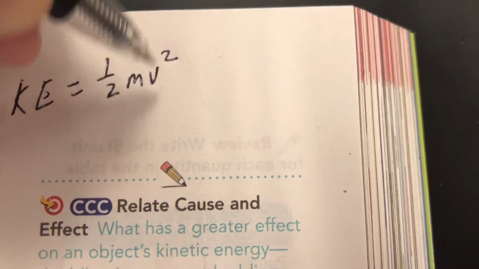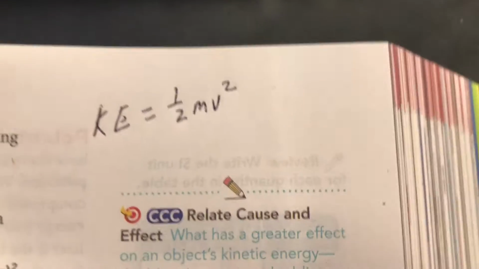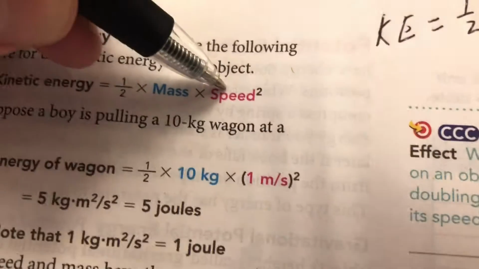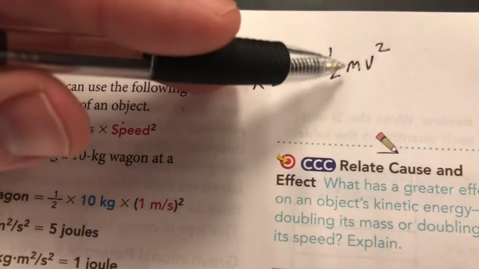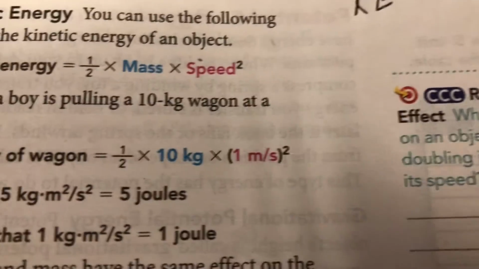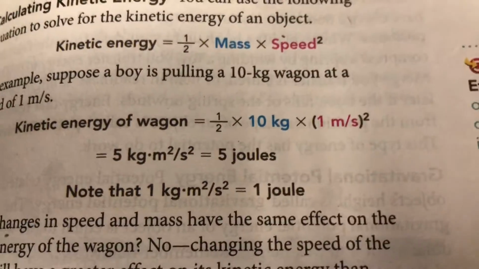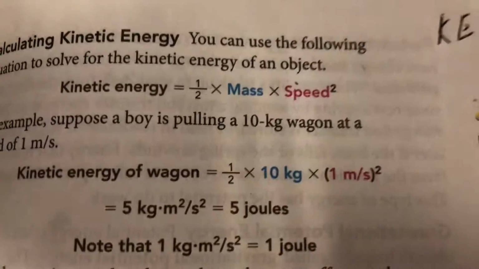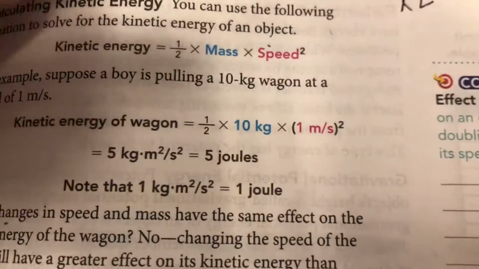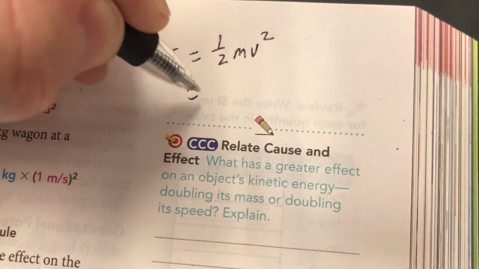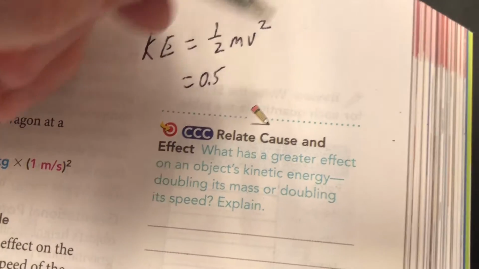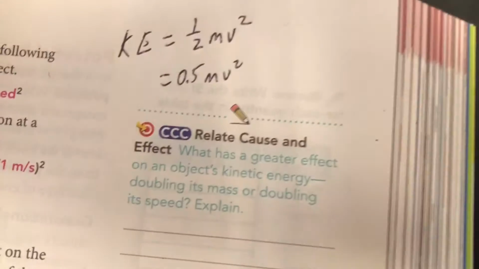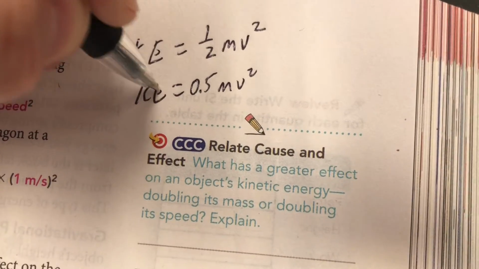V is velocity. You'll learn in physics, if you have not already, that speed and velocity have the same formula. The difference is that velocity has a direction. So please keep that in mind. Now, my suggestion to everyone, if you're not comfortable with 1/2, the decimal equivalent is 0.5. So you could write it like this.